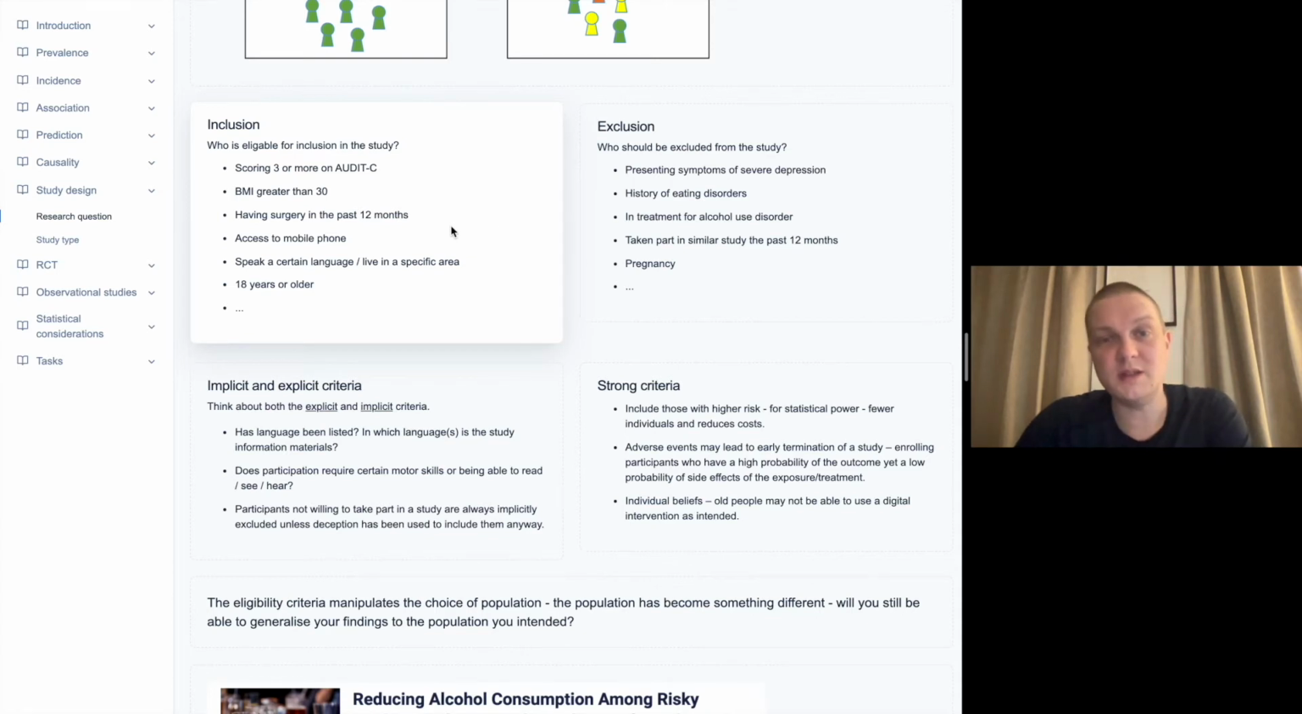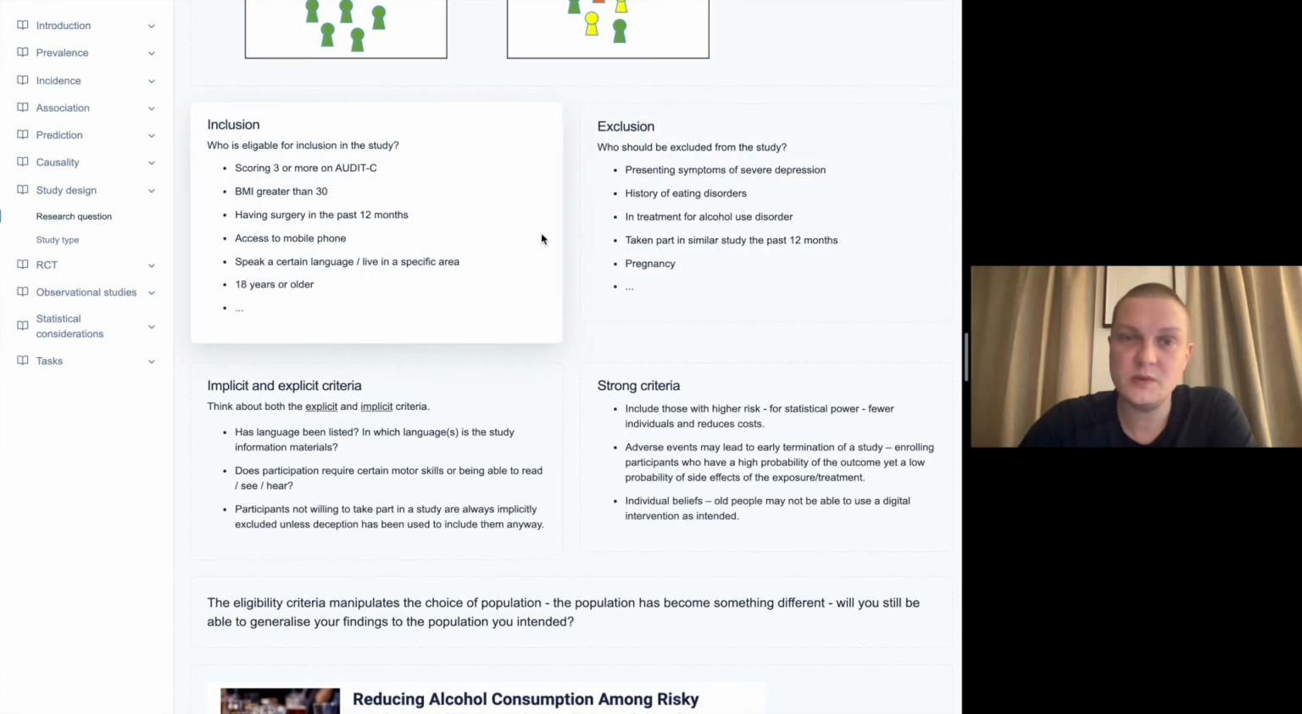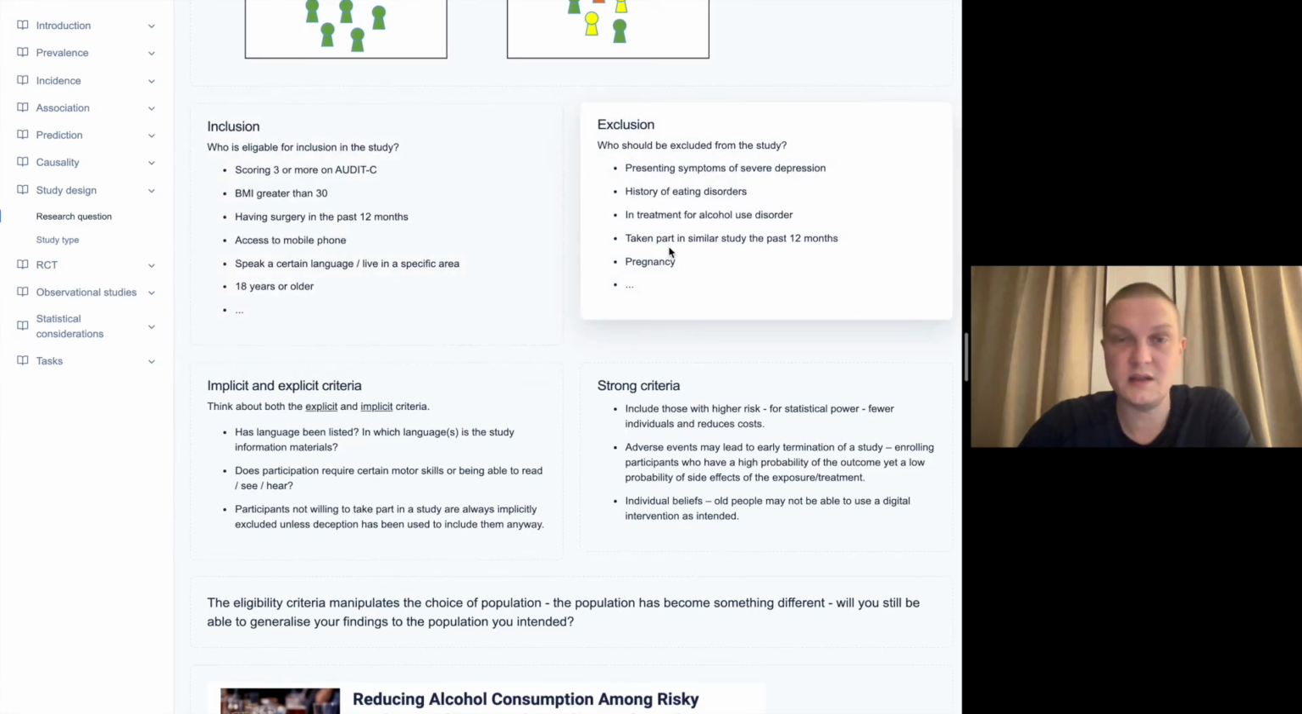The other coin is then exclusion. Who should not be included in your study? Perhaps people presenting symptoms of severe depression are not appropriate to include in your study. If you have a history of eating disorders, then some treatments might not be well suited for you. If you're in treatment for alcohol use disorder, you've taken part in a similar study in the past 12 months, you're pregnant, etc. So you need to define who is eligible by defining inclusion and exclusion criteria.